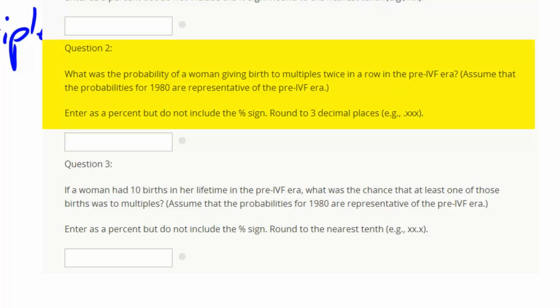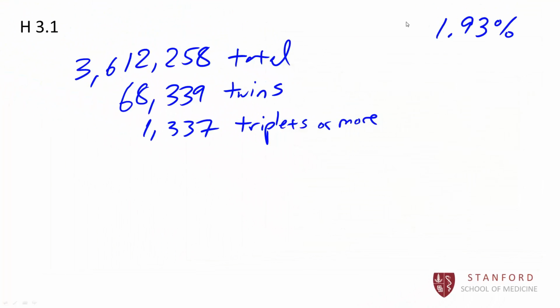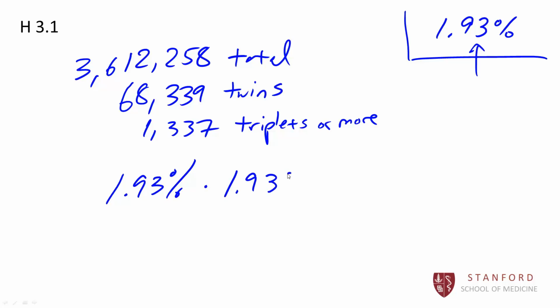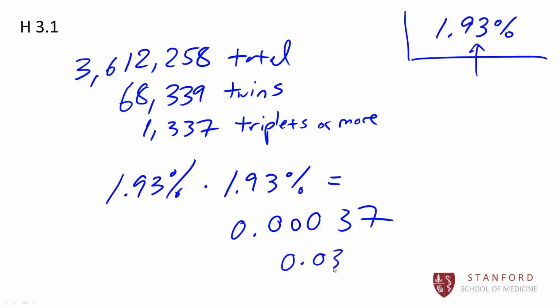So the next part of this question reads, what was the probability of a woman giving birth to multiples twice in a row? Okay, so if the probability of giving birth to multiples is 1.93%, having that happen twice in a row is just 1.93% times 1.93%. Okay, and that's just going to be 0.00037. So this is the probability of giving multiples twice in a row. Another way of putting that is to say 0.037%.